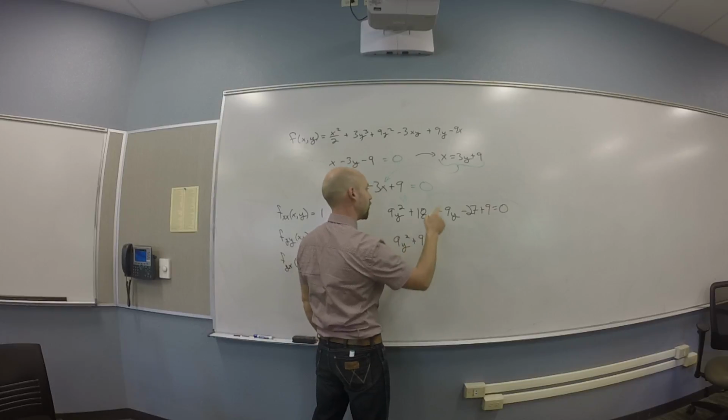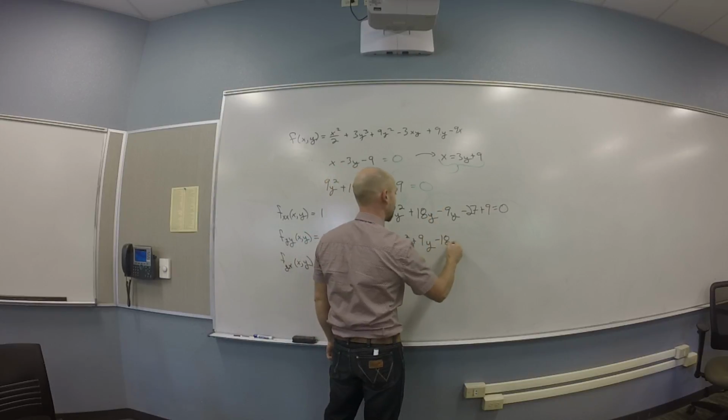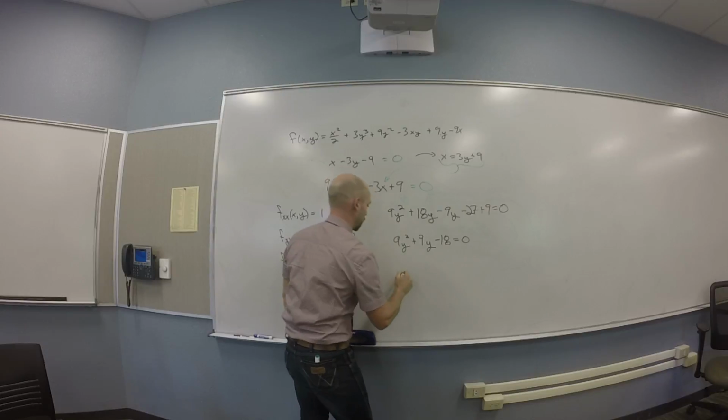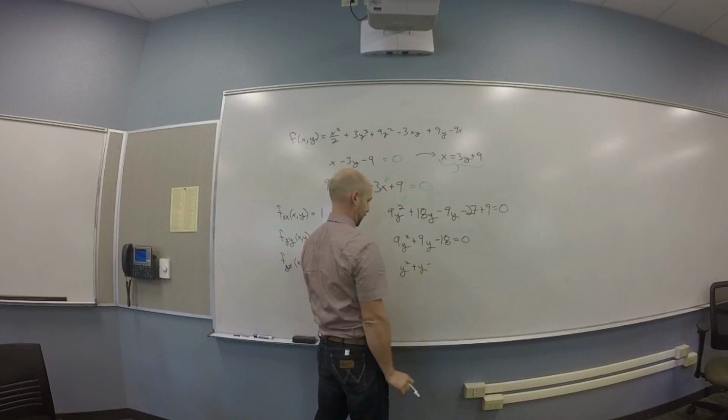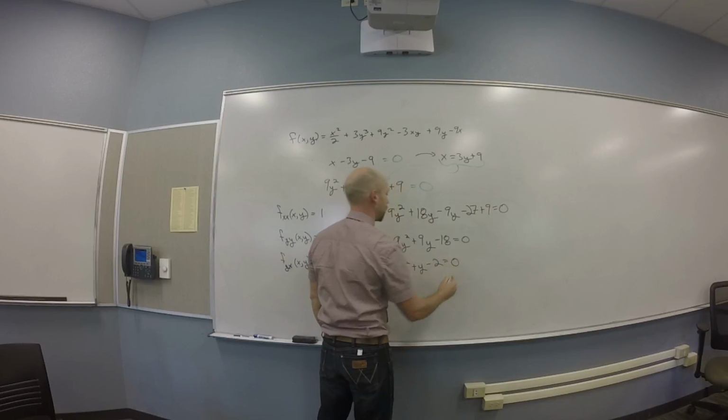So you should get y squared plus y minus 2. I got 9y squared plus 9y minus 18 is 0, which is y squared plus y minus 2 equals 0.